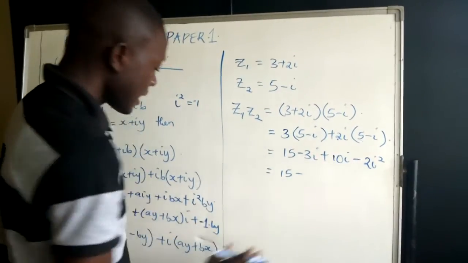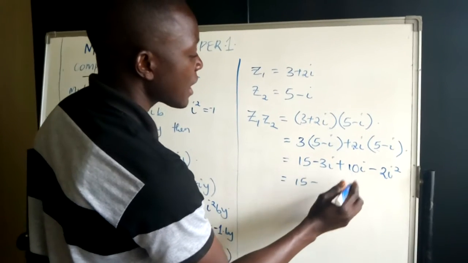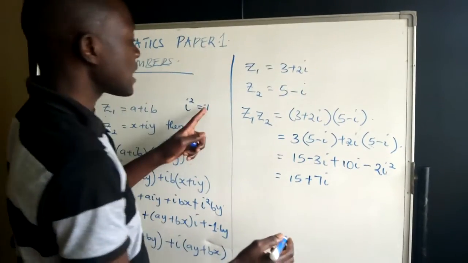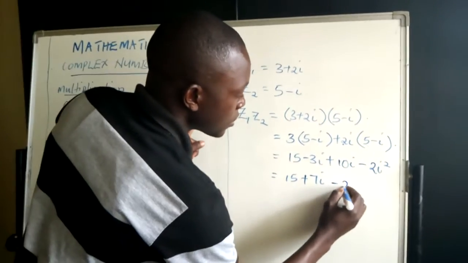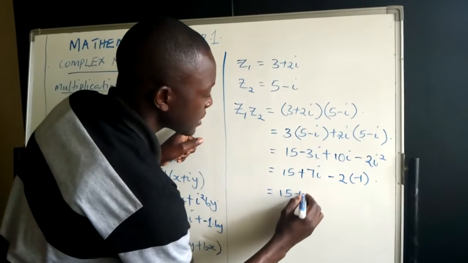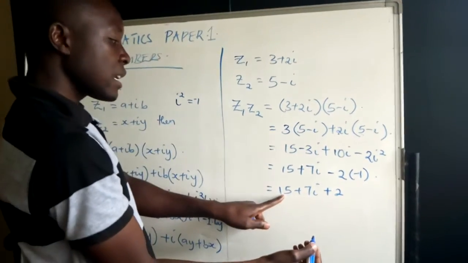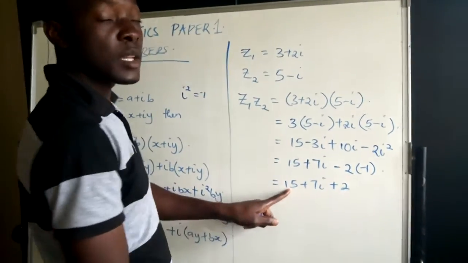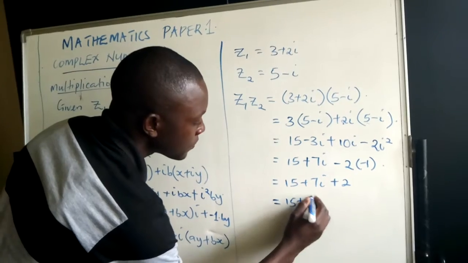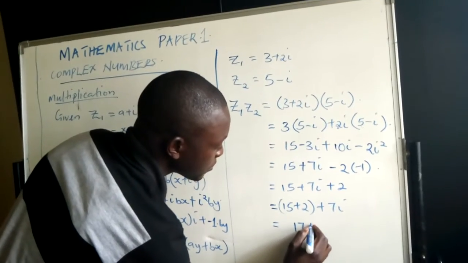We first simplify the part with i. So we have -3i plus 10i, this gives us plus 7i, then this i squared produces a -1, so we have -2 times -1, and we have this as 15 plus 7i, this negative and this negative will give us plus 2. So this term and this term both don't have any i, so we bring them together: 15 plus 2 plus 7i, and 15 plus 2 becomes 17 plus 7i.